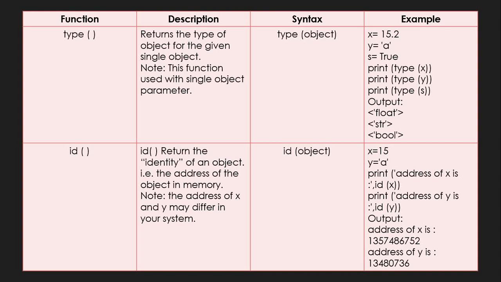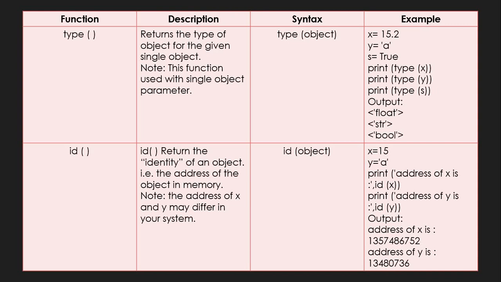If you look at that example on screen, x is 15.2, y is 'a', and s is equal to True. The first one, x, is a floating point variable, so the output is float. The second one is a single character or a single string, so it returns str. The third one is a boolean value because s is equal to True, so the output will be bool. So what does this type function do? It returns the type of the object that you pass through as a parameter.